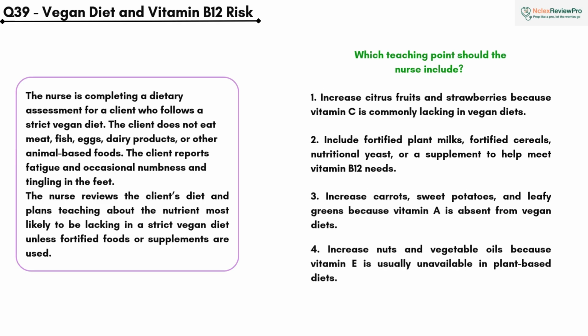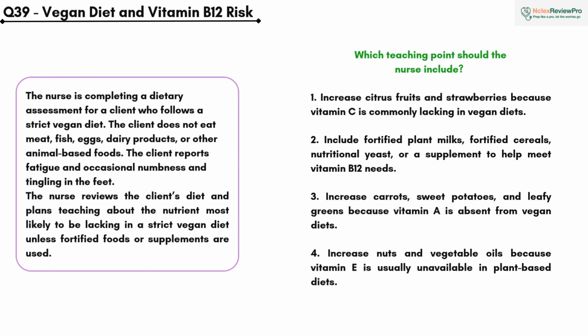The options are: Option 1. Increase citrus fruits and strawberries because vitamin C is commonly lacking in vegan diets. Option 2. Include fortified plant milks, fortified cereals, nutritional yeast, or a supplement to help meet vitamin B12 needs. Option 3. Increase carrots, sweet potatoes, and leafy greens because vitamin A is absent from vegan diets. Option 4. Increase nuts and vegetable oils because vitamin E is usually unavailable in plant-based diets. Take a moment and think about your answer.